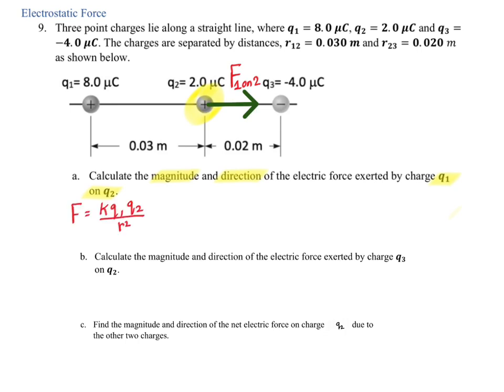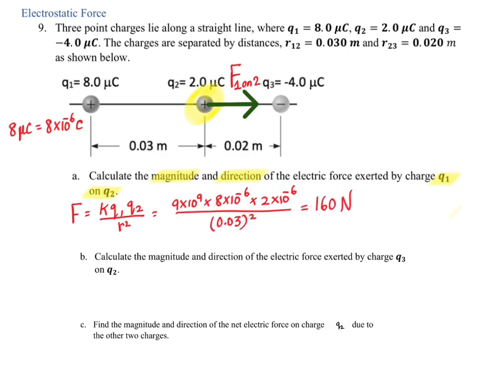Now to find the magnitude, you will use the formula k Q1 Q2 over r squared, substitute the numbers, remembering to convert micro, which means 10 to the power negative 6, and then put the numbers into the calculator. You get the answer as 160 newtons, and the direction will be to the right. The question is specifically asking magnitude and direction, so you have to write magnitude 160 newtons and the direction is right.